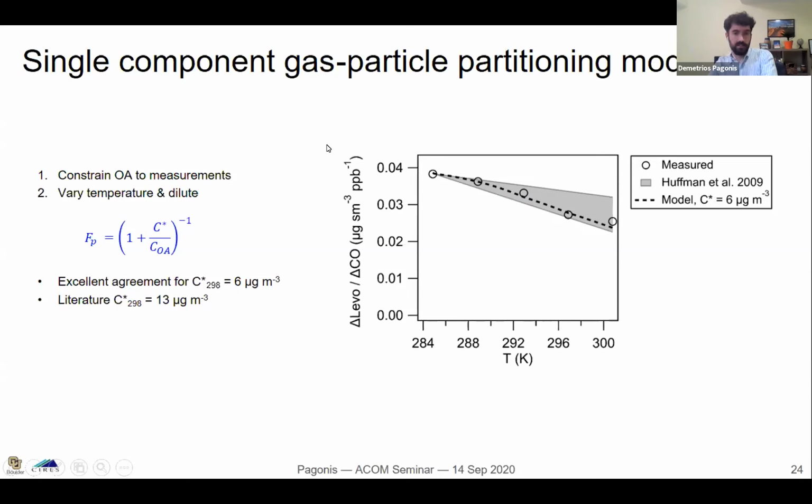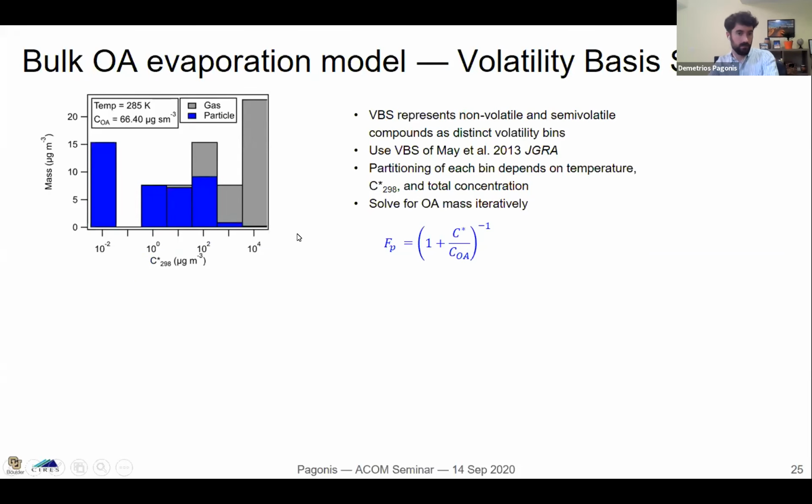Right, and so since this works very nicely for a single component, we've also set out to model bulk OA concentrations. And the way that we're doing that is using a volatility basis set, or a VBS. Where before we were simply modeling the partitioning of a single component, we've now taken all of the non-volatile and semi-volatile organic compounds and lumped them into, in this case, 6 distinct bins, separated by an order of magnitude in volatility space. So the VBS we're using is a published biomass burning OA VBS from Andy May.